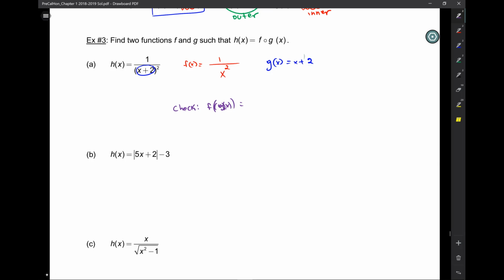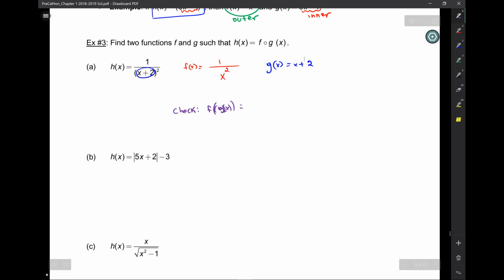No, because then you haven't decomposed it. Right? So what's f of g of x? If I take g of x and put it in here, what do I get? 1 over x plus 2 squared, right? So do you see that? That's how that function was composed.